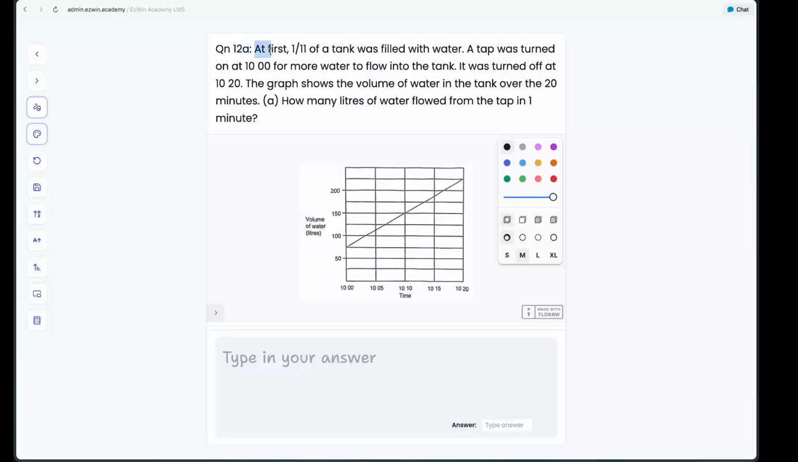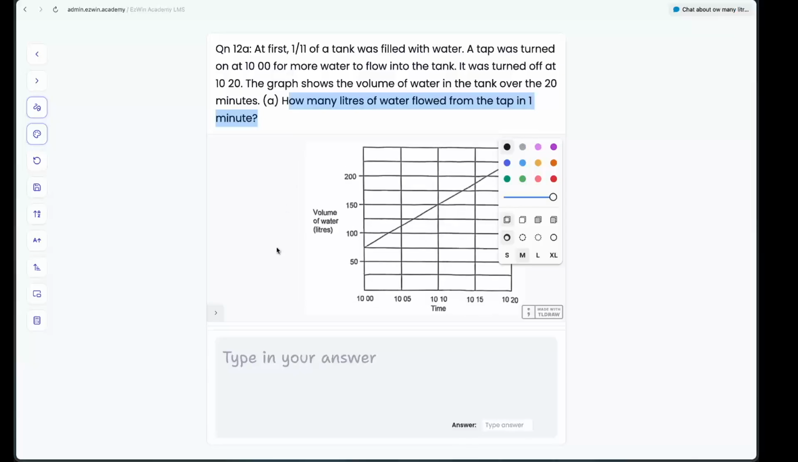Question 12a. At first, 1/11 of the tank was filled with water. A tap was turned on at 10:00 for more water to flow into the tank. It was turned off at 10:20. The graph shows the volume of water in the tank over the 20 minutes. How many liters of water from the tap has flowed in 1 minute?